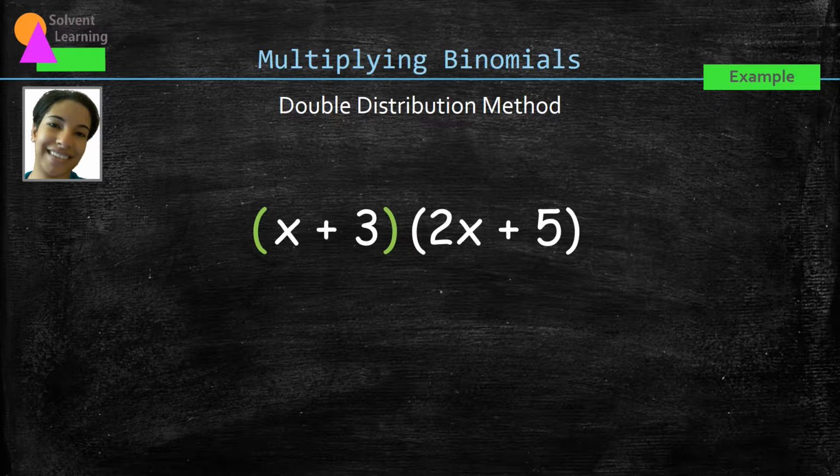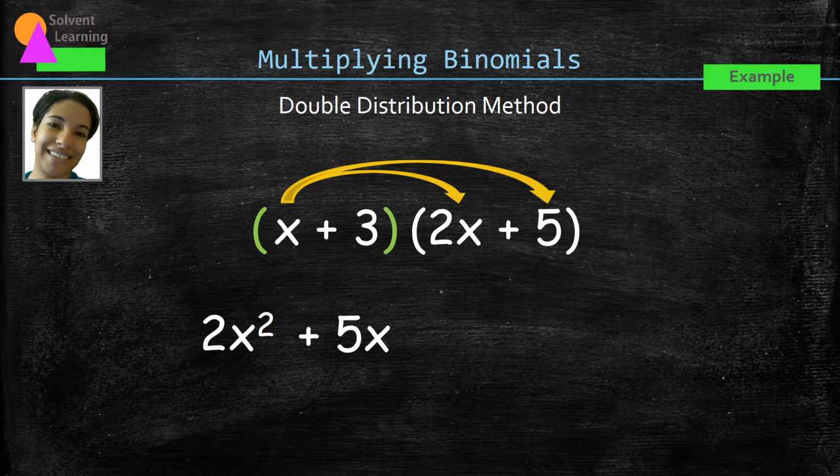Okay, so first let's start by distributing the x through the second binomial. So we'll have x times 2x, which gives us 2x squared, and then we multiply that x times the positive 5, that gives us plus 5x. Okay, now we need to do the same process with the 3 that's in the first binomial. So we're going to distribute the 3 throughout the second binomial. So 3 times 2x gives us positive 6x, and 3 times the 5 gives us positive 15.